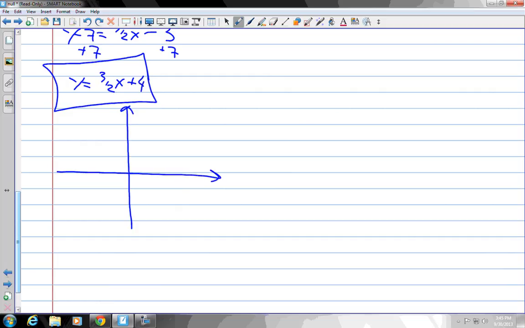How would you go about sketching the graph of that line? Start at positive 4, so let's say 1, 2, 3, 4. Start at positive 4. And then what? All right, so up 3 over 2. So here's that line. Okay?